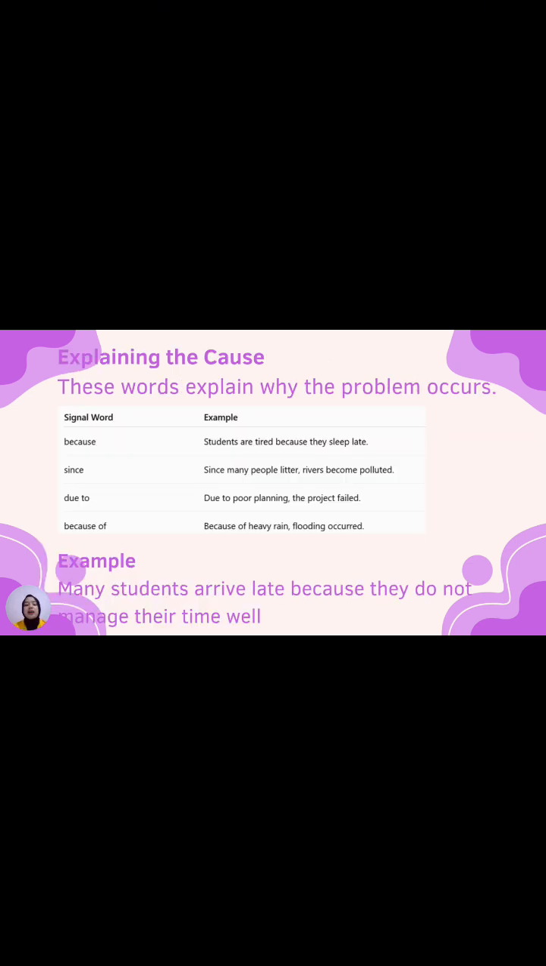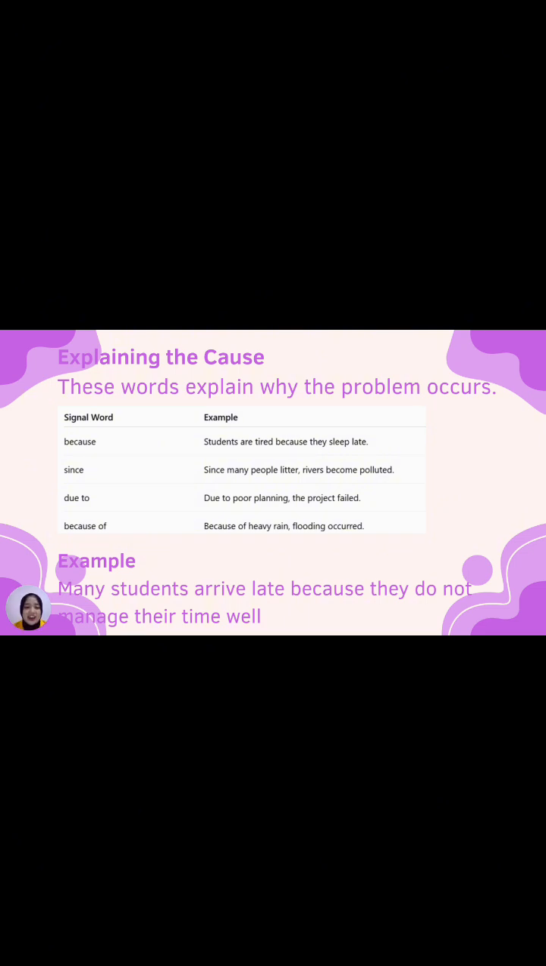Okay, for the next, explaining the causes. These words explain why the problem occurs. Signal words: because, since, due to, and because of. Example: many students arrive late because they don't manage their time well. You can see here, because. Right. Okay, do you get it?